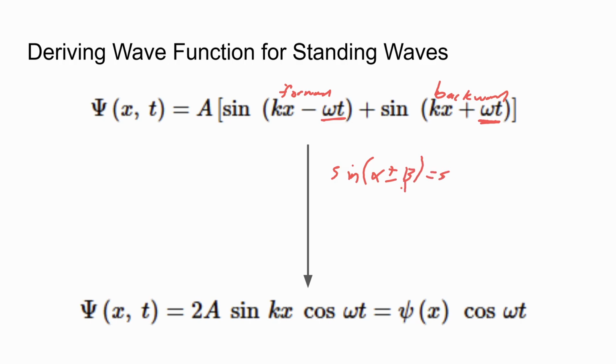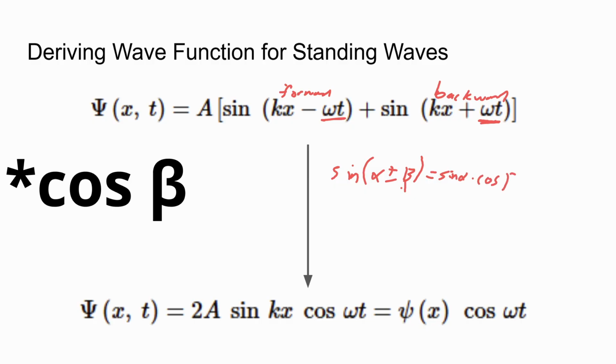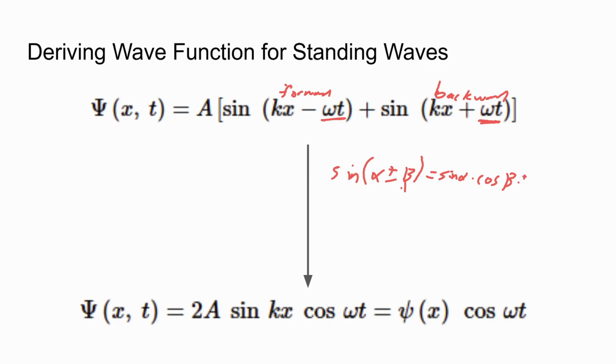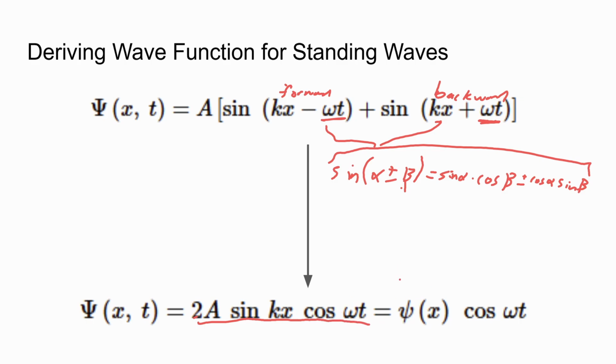So then applying a nice trigonometric identity, that being sine of alpha plus or minus beta is going to equal sine alpha times cosine beta plus or minus cosine alpha times sine beta. Applying that to these two equations up here is going to give us a standing wave equation, that being down here. Psi of x and t equals 2A sine of the wave vector times x, times cosine of omega times t, and we can simplify this as just psi of x times the time-dependent part of our wave function, cosine omega t.